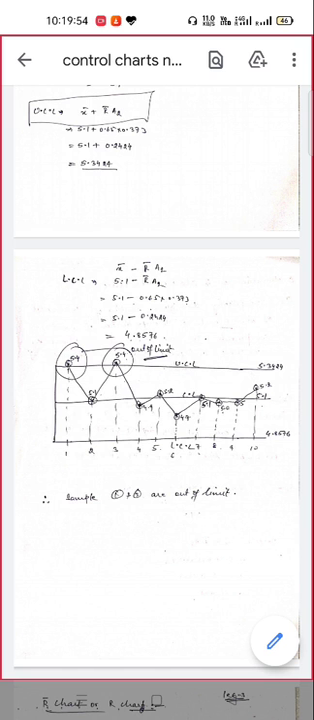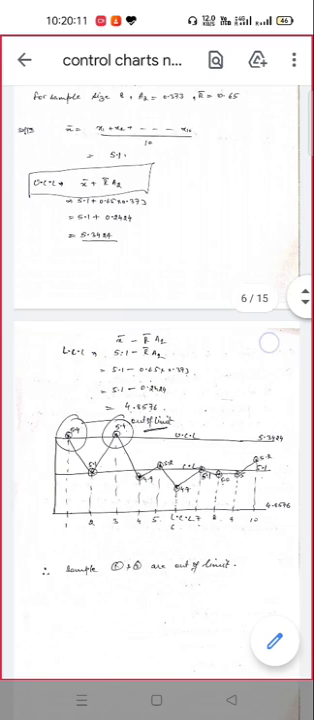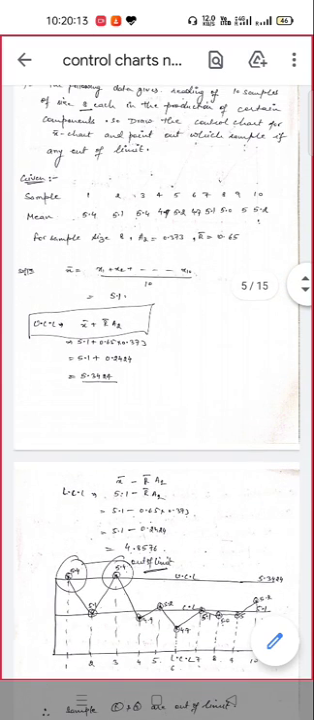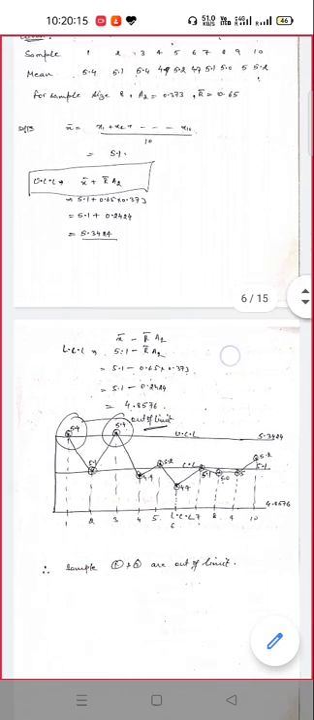Now we have to plot the value for each particular sample number. This numerical problem is for mean chart or X bar chart, so we plot the mean value of each sample. Like for sample number 1 it is 5.4. You can see here our maximum value is 5.3424 and the lower limit line value is 4.85.